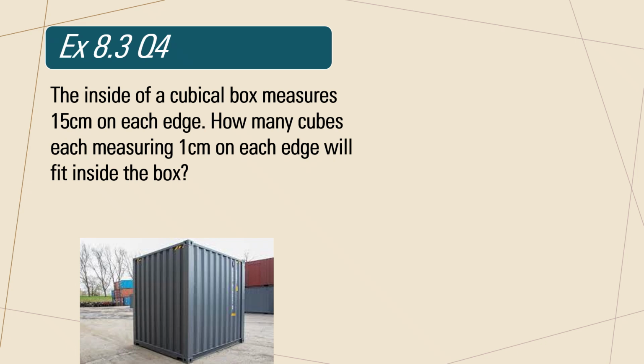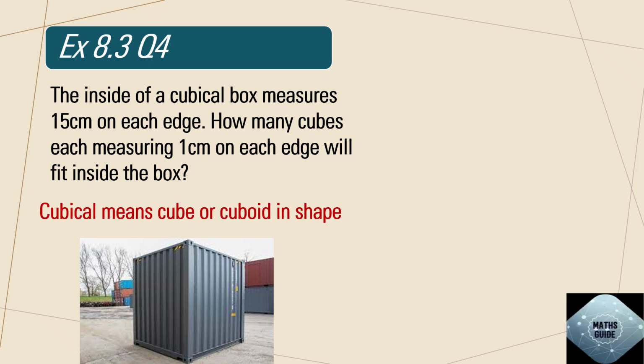Now let's understand the question. We have a big cubical box. A cubical means that the shape is either a cube or a cuboid. But here the shape is a cube. How do we get to know that? Yes, we get to know that because only one dimension is given, that is 15 centimeter. It means all its edges are 15 centimeter in length. So that's why it's a cube.